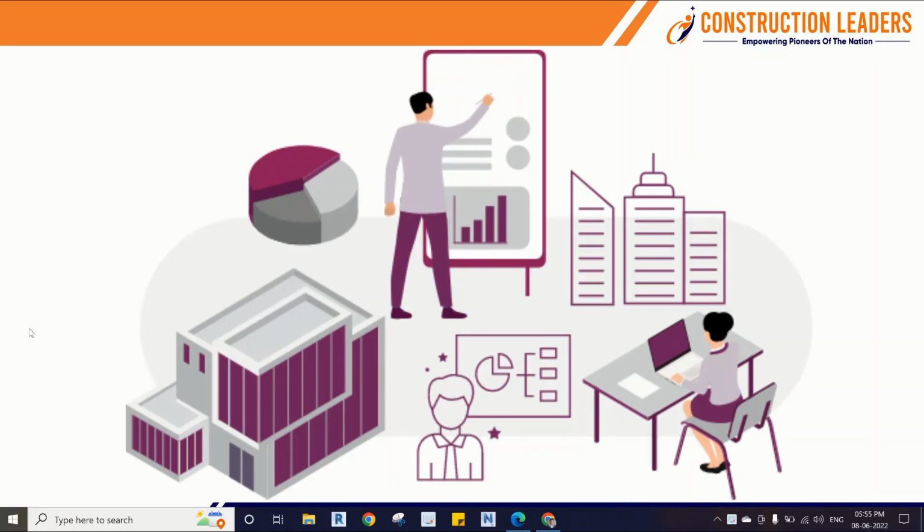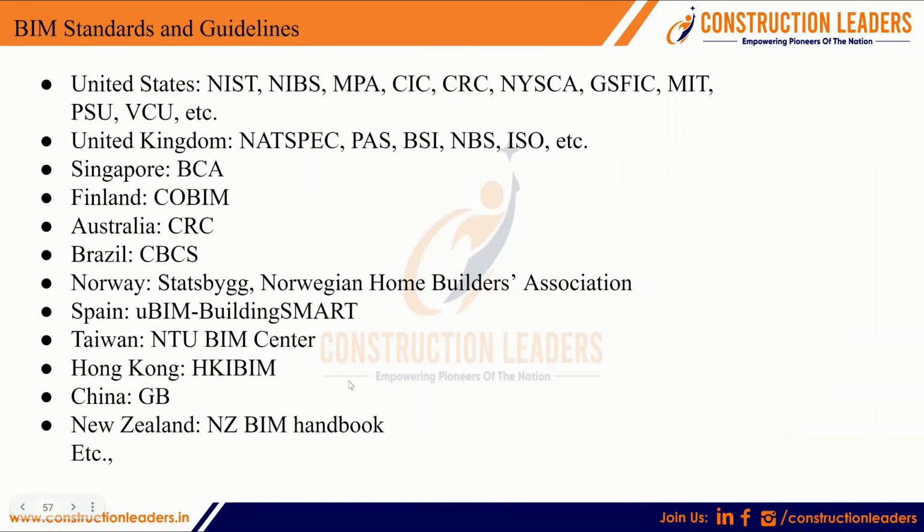Now we will look into the standards and guidelines related to BIM. These are some guidelines which are accepted worldwide, and the countries developed these guidelines individually. First of all, from the United States and then the United Kingdom, Singapore, Finland, Australia. In all these countries, they made BIM a mandatory thing, so they developed their own BIM standards. And we are missing India here because in India it is not mandatory.